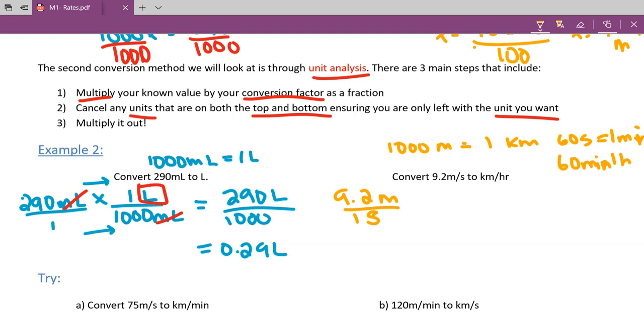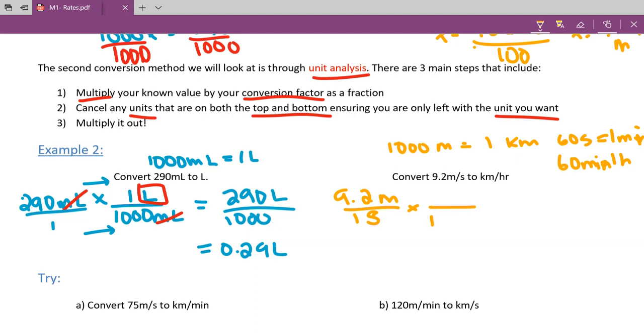Meters are on the top, so I want to cancel those out by getting them to show up on the bottom. Seconds are on the bottom, so I actually want to cancel that out by getting it to show up on the top. So first things first, and we can start with either. We need to do them one at a time though. Let's go meters to kilometers first.